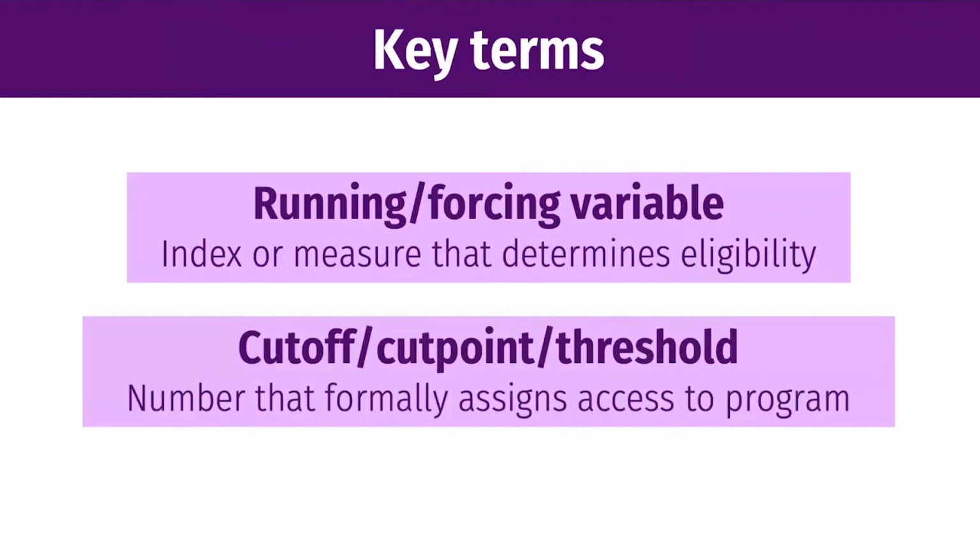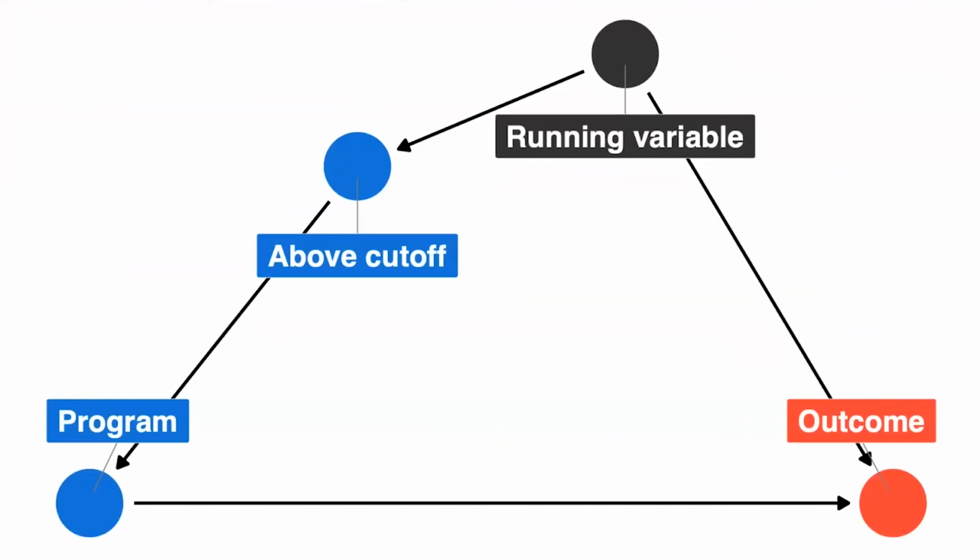In DAG terminology, it still works. You can say the program causes some outcome, but being above the cutoff influences whether or not you get the program. And this running variable causes you to either be above the cutoff or not. And often that running variable will also lead to the outcome. So if you're trying to measure health, being poor is going to influence whether or not you get the program, but being poor is also going to influence your outcome there. And so you need to somehow deal with the running variable confounding that. And that's what regression discontinuity lets you do.